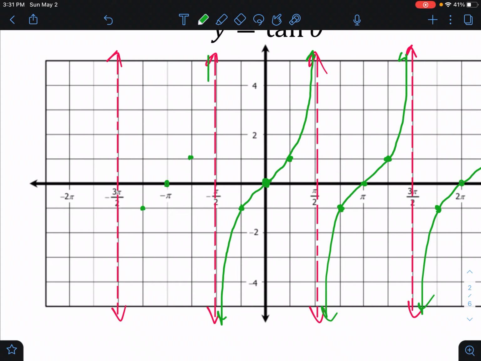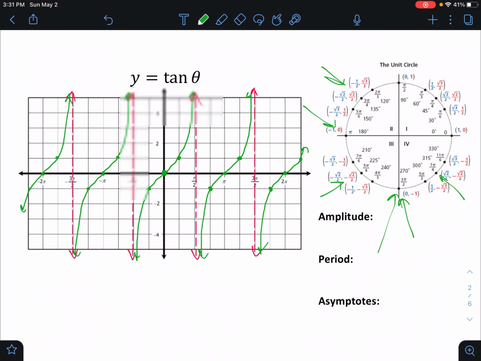Okay, draw that in there. It gets close but doesn't touch. It will get infinitesimally close but never quite reach. Oh, I need to try that one again. All right, so this is what tangent looks like.